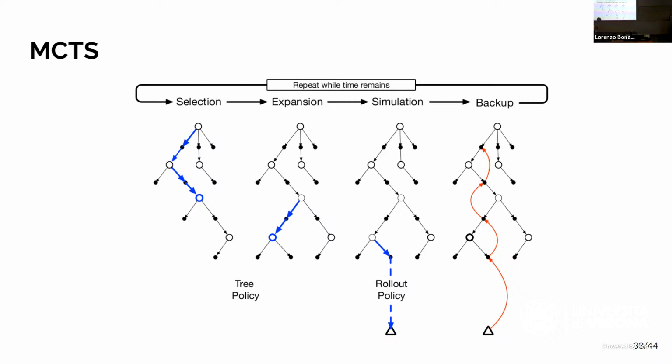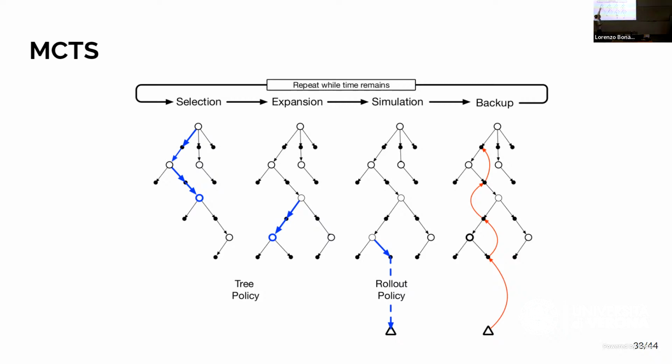Backup, sometimes called backpropagation, is simply this: once you end the rollout phase, so you reach the terminal state, or for example you say after 100 steps, stop. Okay, so you end the simulation phase. You take the discounted sum of rewards you get, and you back it up. This means that I have a value here, and I traverse the tree backward to the root.